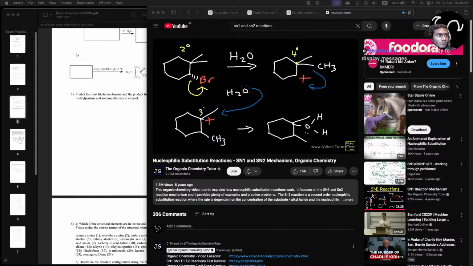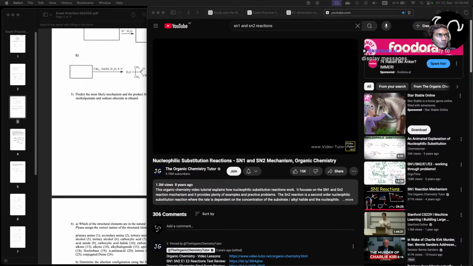So we're going to have this intermediate, and then the last step is to take off the hydrogen. So this is going to give us an alcohol that looks like this. So this is the product.